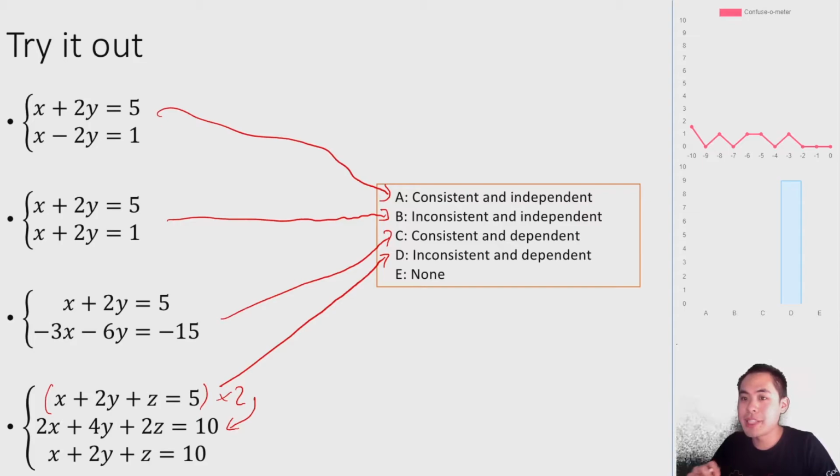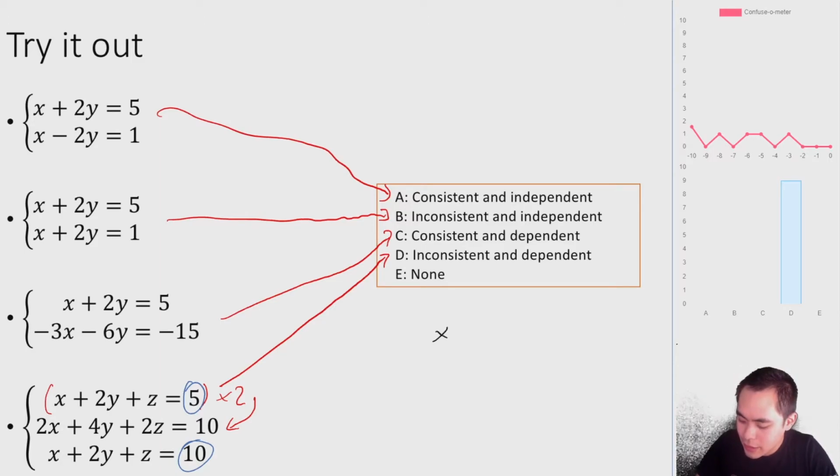But at the same time, these are inconsistent because you can't have the entire thing be equal to 5 and the entire thing be equal to 10 at the same time. That's impossible, so it's inconsistent and dependent. So these are a couple of examples of inconsistency and dependency. I should give you one more example of dependent equations.